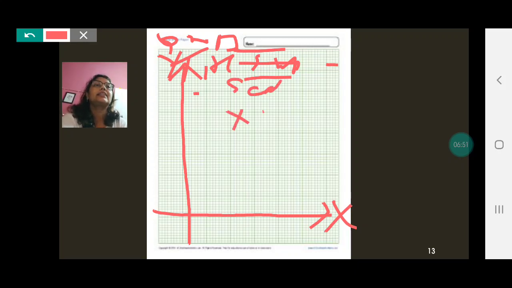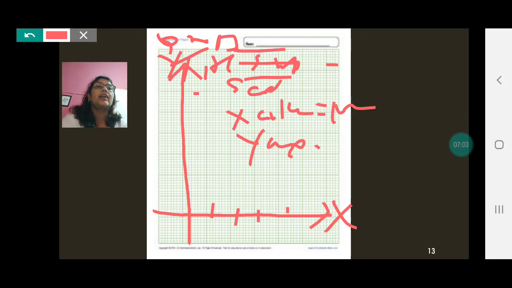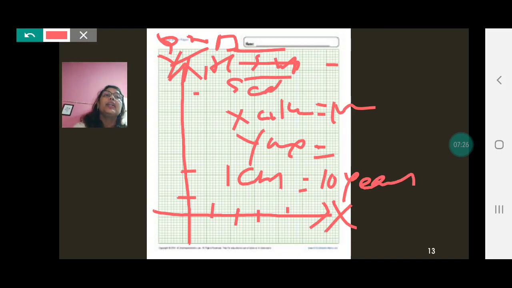For example, x axis 1 centimeter equal to 10 years. Suppose it is 10 years, then you'll have to write 10 years, and for the y axis you have to decide now. 1 centimeter equal to, for example, here on page 43, 10 years of life expectancy of India. This is very important: on the y-axis, 1 centimeter equal to 10 years. Don't forget to write the unit as well.